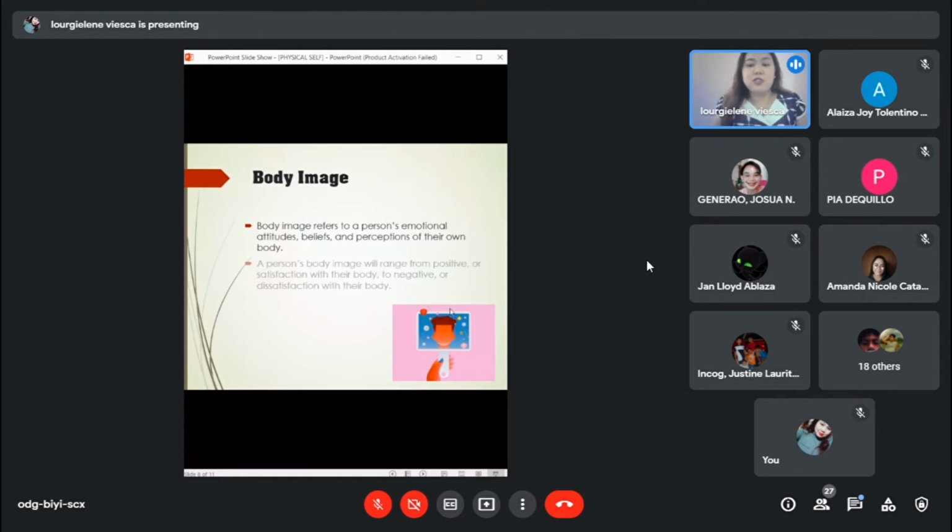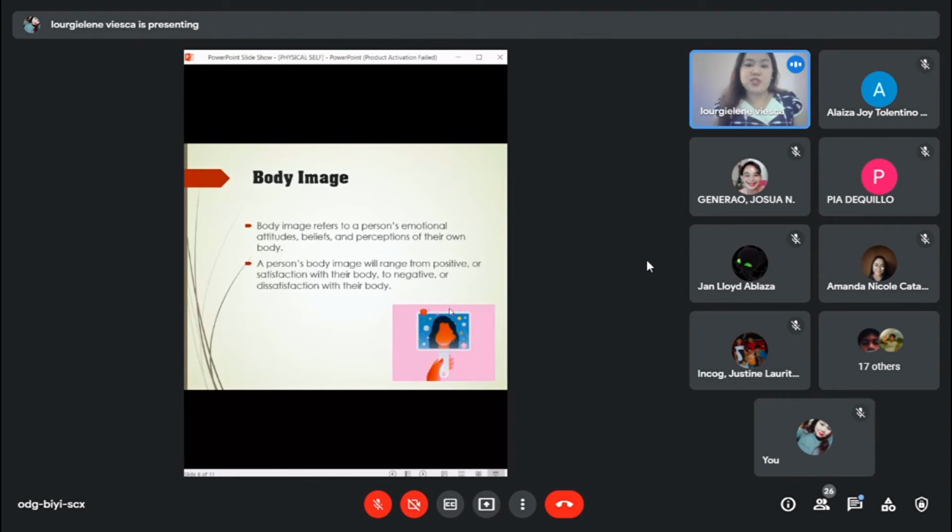Okay, so a person's body image will range from positive or satisfaction to negative or dissatisfaction. If you are positive or satisfied with yourself, you keep on giving good positive impacts about yourself. If you look into the mirror, you're going to say, ang ganda ko talaga. O kaya, ang perfect mo. Diba? That is how we give positive impact. That is how we are satisfied with ourselves without any sugar coating on it.